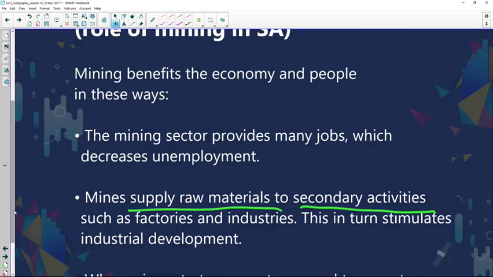Now, as you can see, we supply raw materials to secondary activities. Secondary activities is manufacturing of goods. So that's where the raw materials come from. Platinum, making things out of platinum. Instead of importing them, we can just use that product and make them. And once the product is finished, then we can ship it out, and we can even make more money.